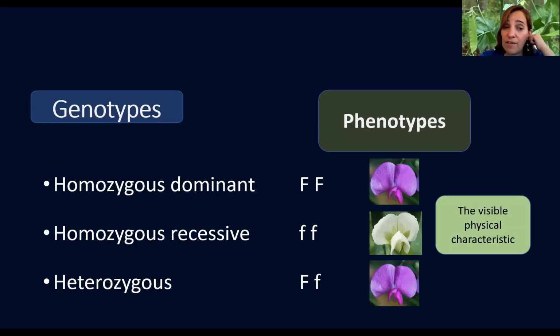On the other side, we have the phenotypes. The phenotypes are the physical characteristics that can be observed. In the case of the flowers, the purple color will be expressed when the genotype is homozygous dominant and also when the genotype is heterozygous, because purple is dominant over white. We will see a white flower only when we have a homozygous recessive. That means two lowercase letters.